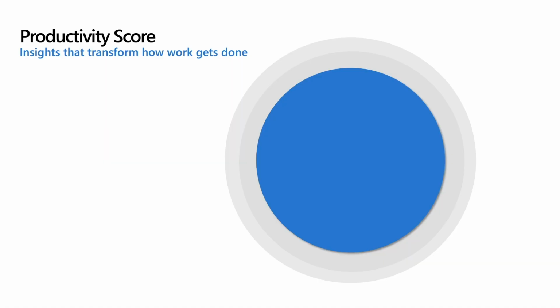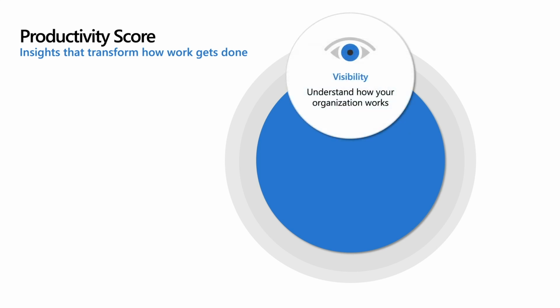Productivity Score gives you insights that transform how work gets done. We do this by focusing on 3 things. The first is visibility. You need to understand how your organization actually works. And we do that by focusing on things like the employee experience, which includes areas like content collaboration, meetings, and communication. But you also need to understand how your technology affects your productivity. And that's why we give you information around the technology experience in areas like endpoints, network connectivity, and your applications.